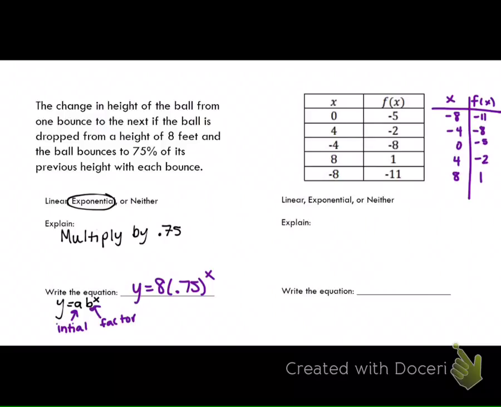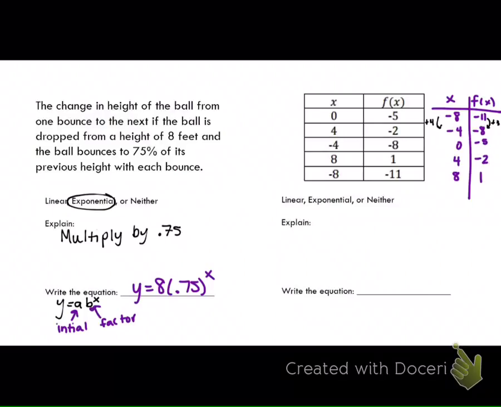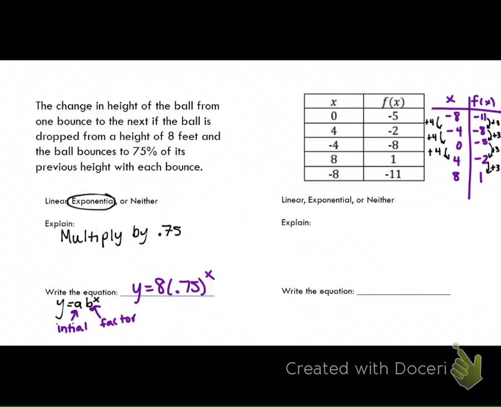So, from negative 11 to negative 8 is what? Plus 3. From negative 8 to negative 5 is? Adding 3. Negative 5 to negative 2 is? Negative 2 to 1 is? 1 to 4 is? Or 4 to 8 is?